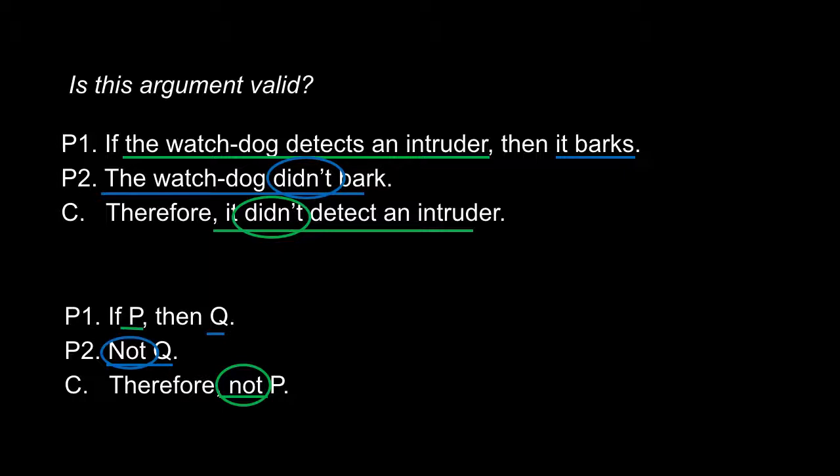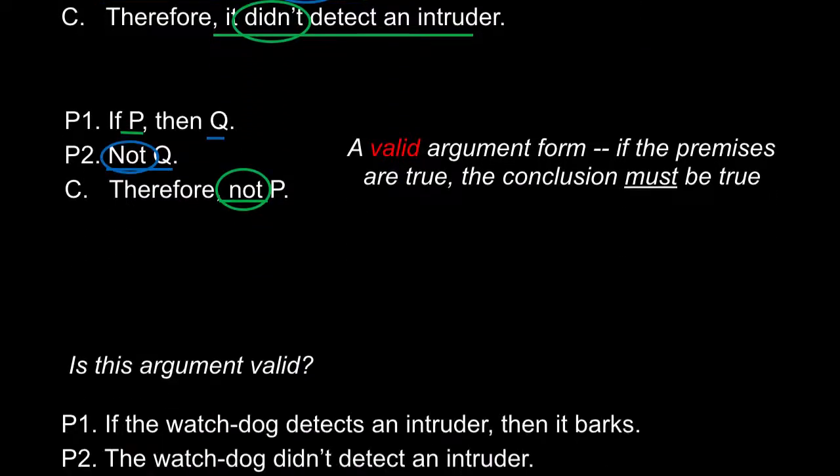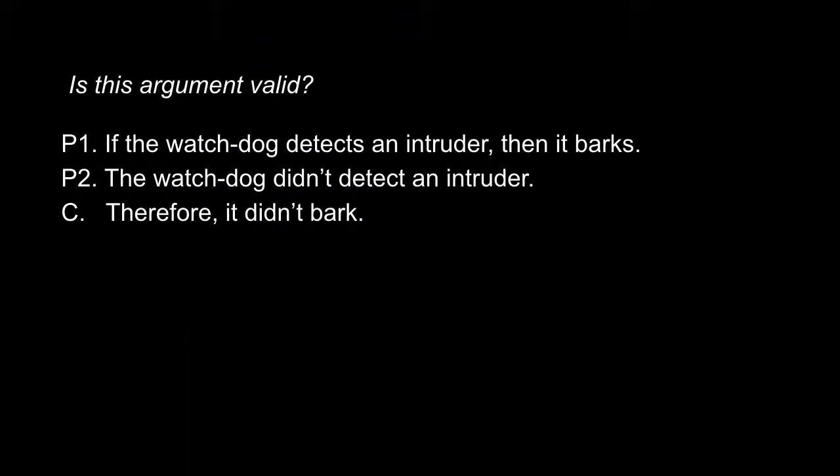So once again, the question is, is this a valid argument form? Well, yes, it is. There are no arguments of this form that have true premises and a false conclusion. And since it's a valid form, that tells us that all arguments of this form are valid, including the one we're looking at here. Now let's look at one more conditional argument. If the watchdog detects an intruder, then it barks. The watchdog didn't detect an intruder, therefore the watchdog didn't bark.